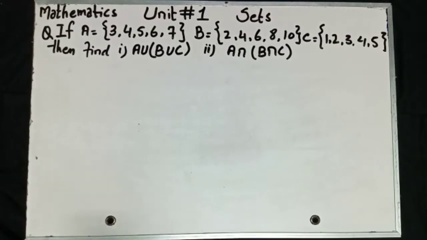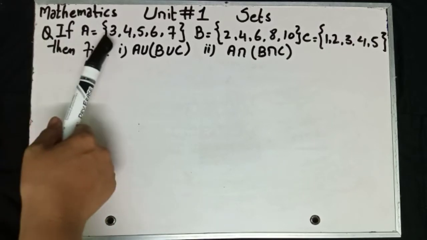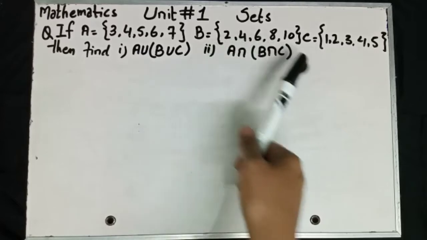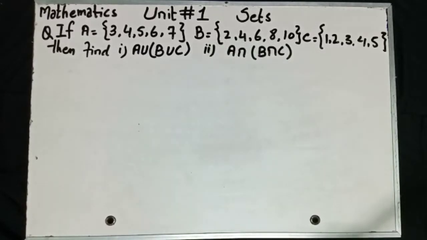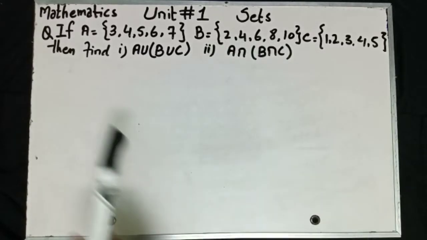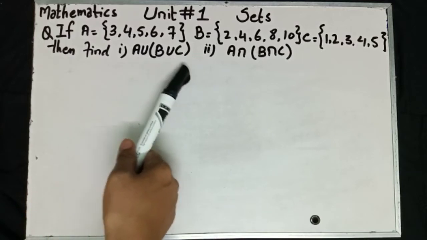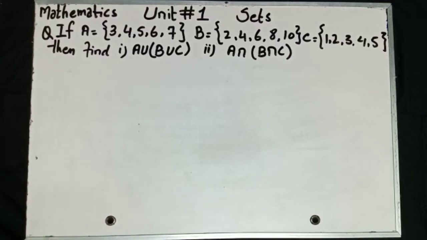Now the question is: if A is equal to {3, 4, 5, 6, 7}, B is equal to {2, 4, 6, 8, 10}, C is equal to {1, 2, 3, 4, 5}, then find A union (B union C). Okay, in this question we have three sets given.